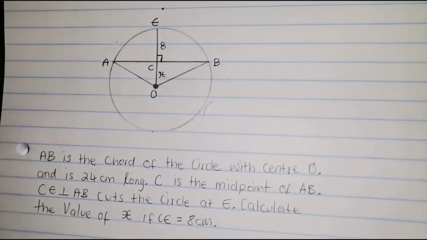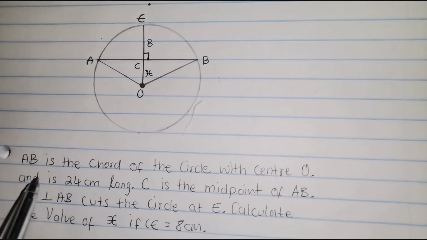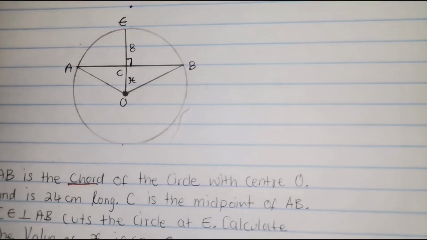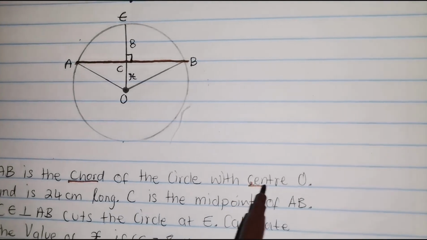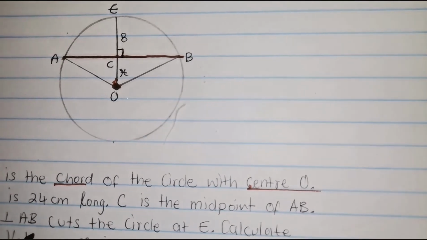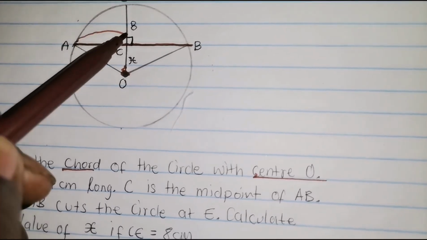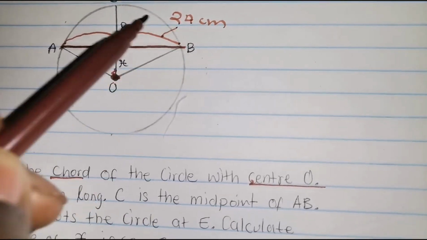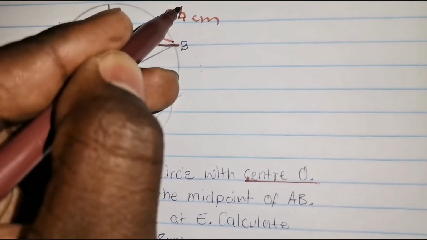Then here's the last question, guys, let's just answer it. AB is the chord of the circle with center O. Obviously our center is O, and AB is 24 centimeters long, meaning from A up to B it is equal to 24 centimeters, guys.